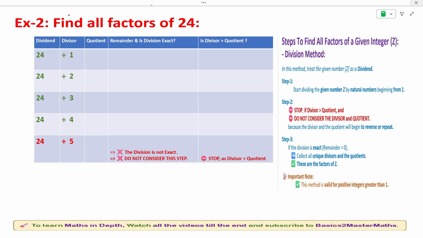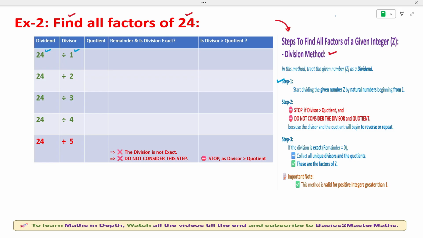Today, we will see how to find all factors of 24 using division method. Before solving the problem, please go through the below steps. Step 1. Start dividing 24 by the natural numbers beginning from 1.